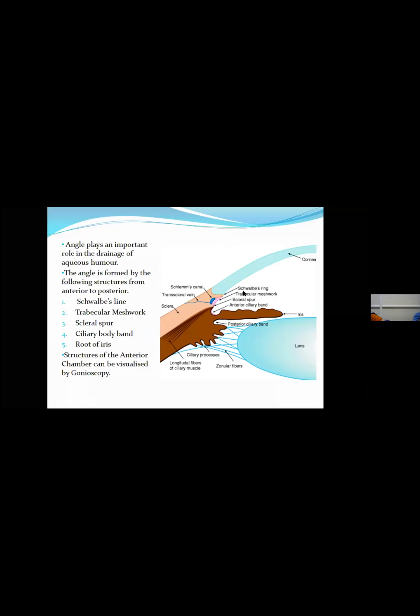The angle plays an important role in the drainage of aqueous humor. It is formed by the following structures from anterior to posterior: anteriormost, the Schwalbe's line, trabecular meshwork, scleral spur, and the anterior ciliary band. The structures can be visualized by gonioscopy.